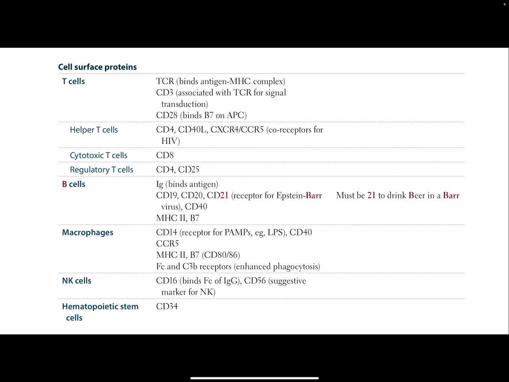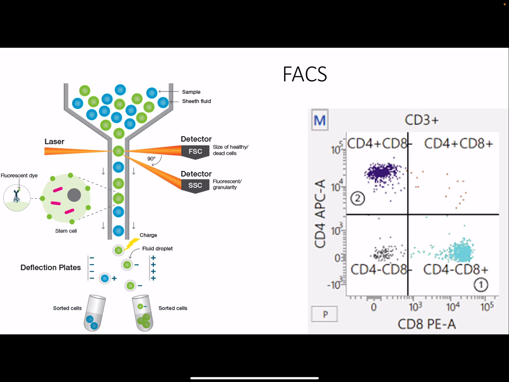All right, cell surface proteins can also be important for FACS. So this is fluorescence-activated cell sorting. And so we might have a CD4 cell here. This is a CD4 cell, and this is a CD3 cell. So they all have these different proteins on their membrane, which is how we identify them.